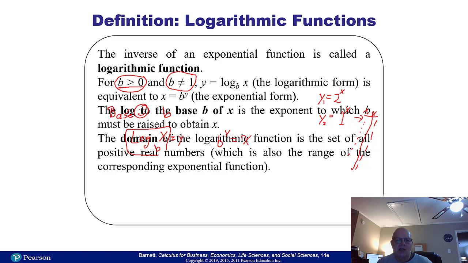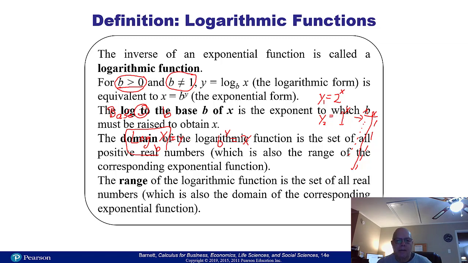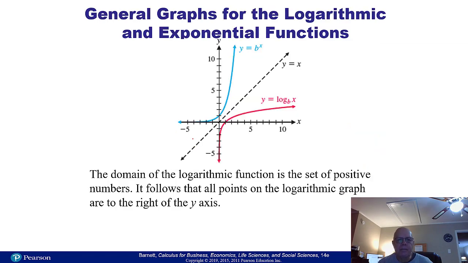The domain is all positive real numbers. And it's also the range of the exponential function. Remember, they're inverses, so that makes sense. The domain and range swap places when you go to the inverse. So there are two functions, an exponential one and the logarithmic one. They reflect around the y equals x, giving you the inverse.